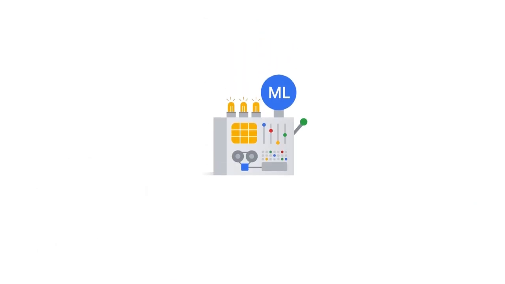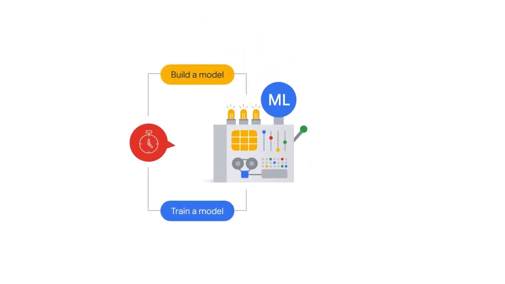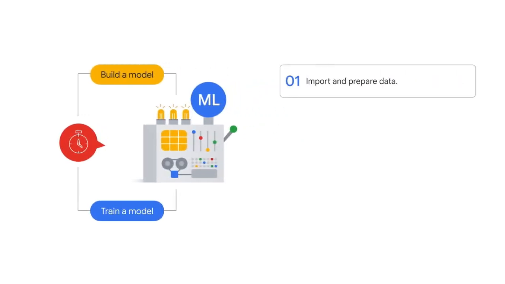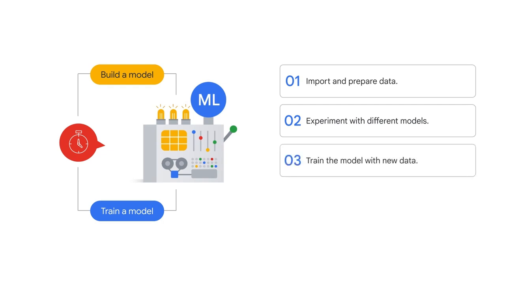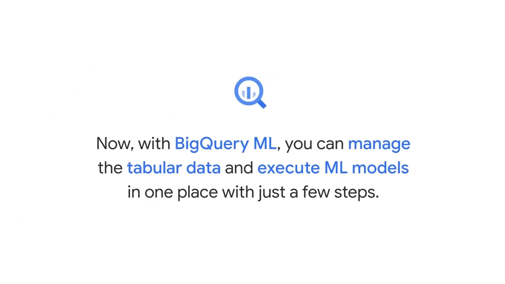If you've worked with ML models before, you know that building and training them can be very time-intensive. You must import and prepare the data, then experiment with different ML models and tune the parameters. To improve the model performance, you also need to go back and forth to train the model with new data and features. And finally, you need to deploy the model to make predictions. This is an iterative process that requires a lot of time and resources. Now, with BigQuery ML, you can manage tabular data and execute ML models in one place with just a few steps. BigQuery ML tunes the parameters for you and helps you manage the ML workflow.